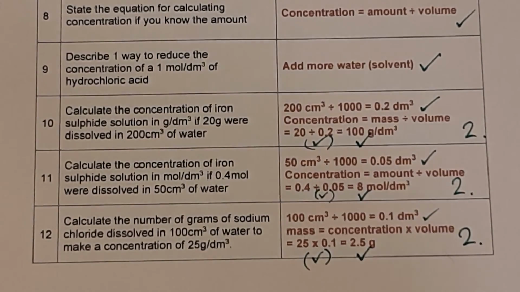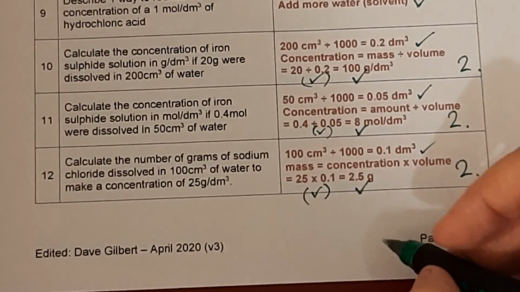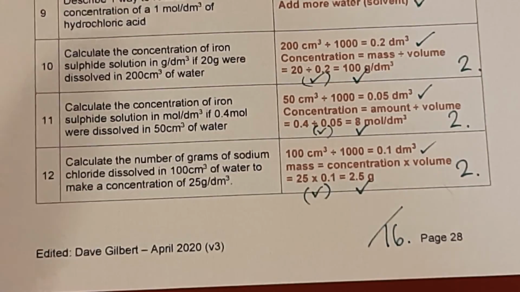So add up your marks, please, and give yourself a mark out of 16. If you have 10 or more, then you've done very well. If you have 6 or less, then you need to review this lesson because it shows that you've had some serious issues with understanding what to be doing in this lesson and what we've done. So I would review the lesson if you've got 6 or less.